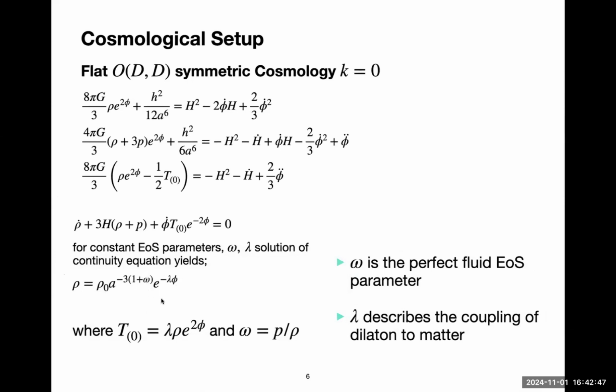And then this part comes from the fact that when you couple the dilaton to matter, this is the contribution coming from that part. And lambda describes the coupling of the dilaton to matter, and we take omega as the perfect fluid's equation of state, which is the pressure divided by the energy density.